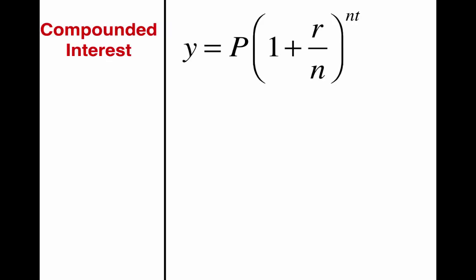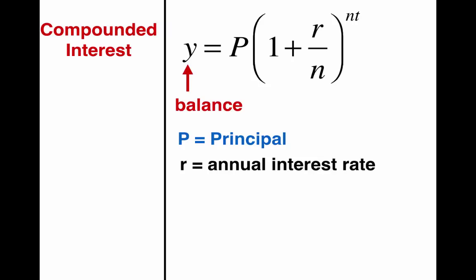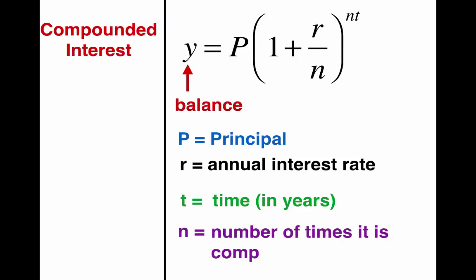Now, what does this formula mean? First off, Y stands for the balance in your bank account. P is still the principal. R is still the rate. T is still time, so those variables have not changed. There's your PRT. But the new variable, N, is the number of times it's compounded per year.